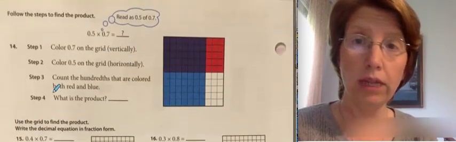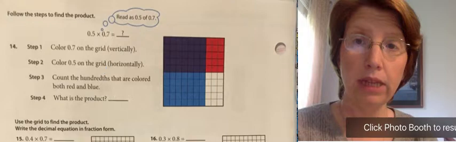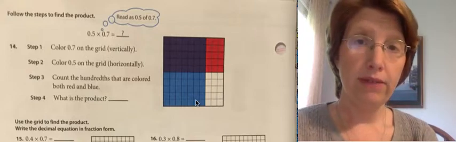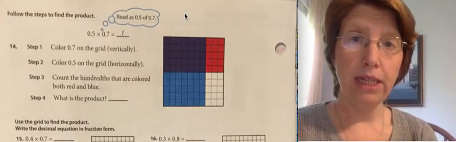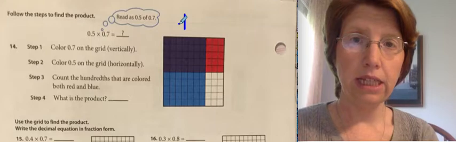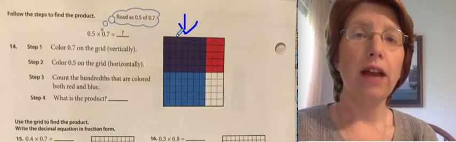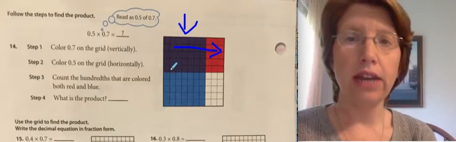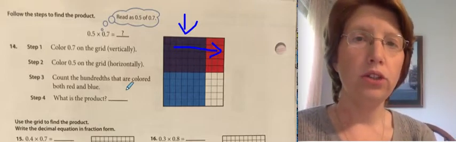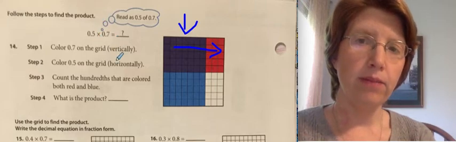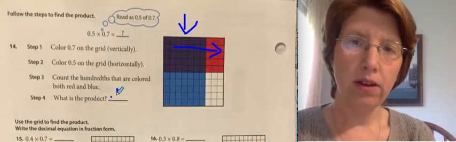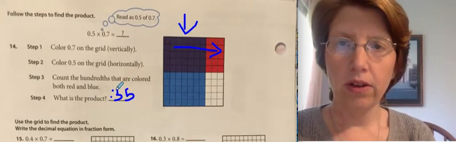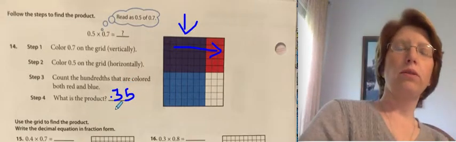So let's look at what they've done at the top for us. It says, follow the steps to find the product. Color 7/10 vertically, which means up and down. Okay, like this, that's vertically. Color 5/10 horizontally. And count the hundredths that are colored both red and blue. What is the product? So here, 5 times 7, 35 hundredths. So that's what we would write in the answer.